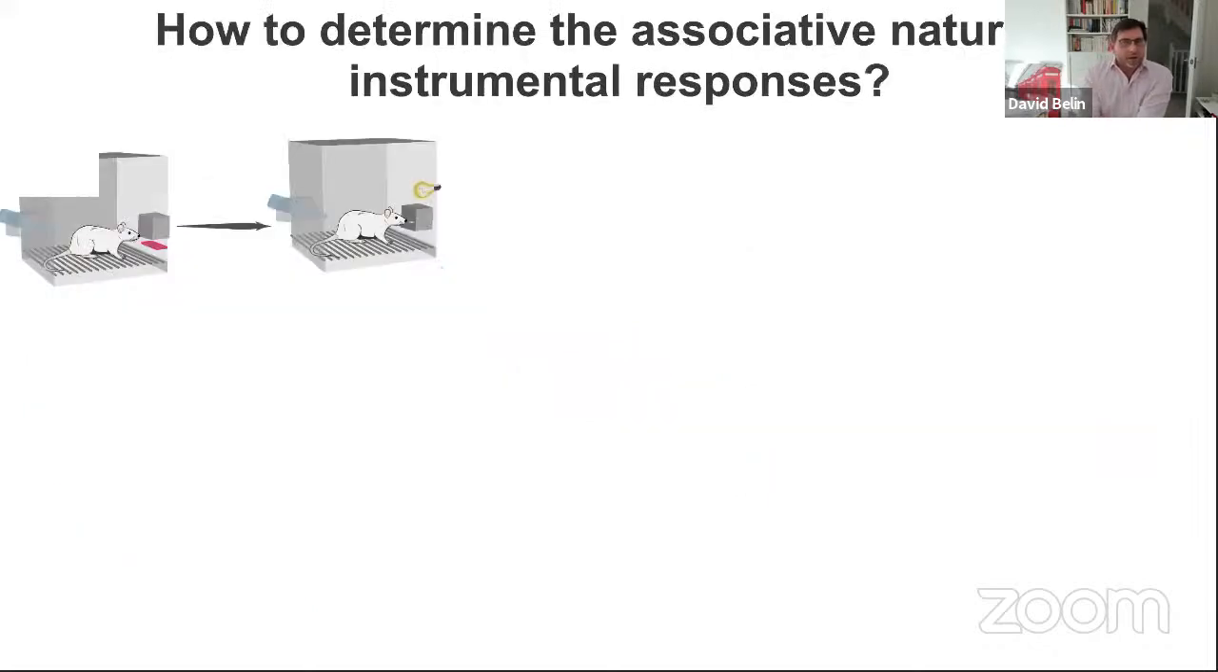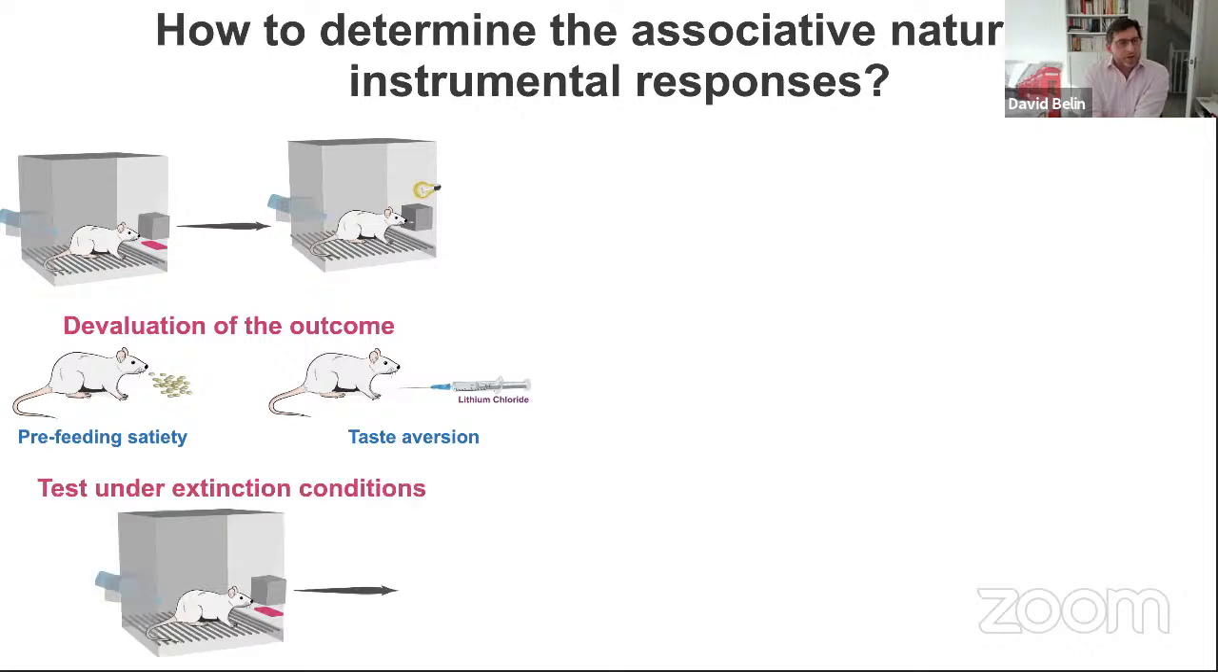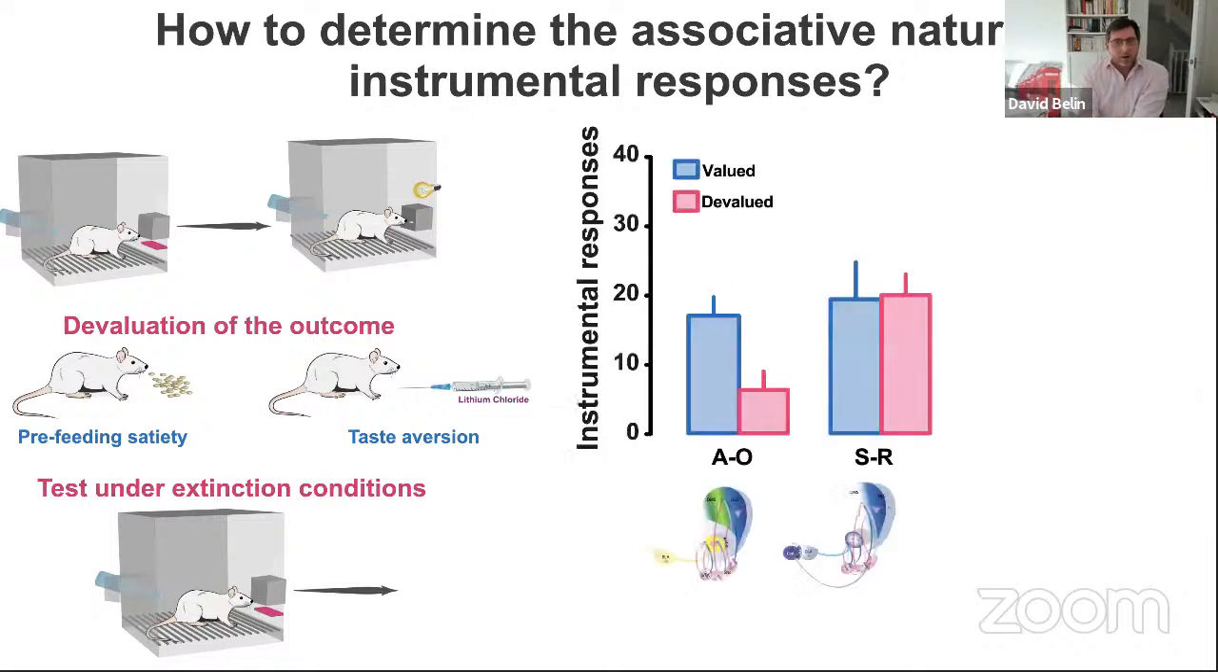So how to determine the habitual nature of instrumental responses then? Well, what you would do is you would train a rat, for instance, to respond for food, and eventually you would devalue the outcome, either by pre-feeding satiety, you give the rat as much food as he wants before a session, or with conditioned taste aversion, you make the value of that food very, very low. And then you test the animal under extinction, probing the representation the animal has of the value of the outcome of the response. There are two scenarios possible.